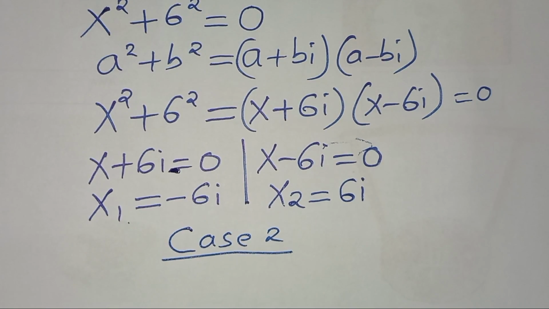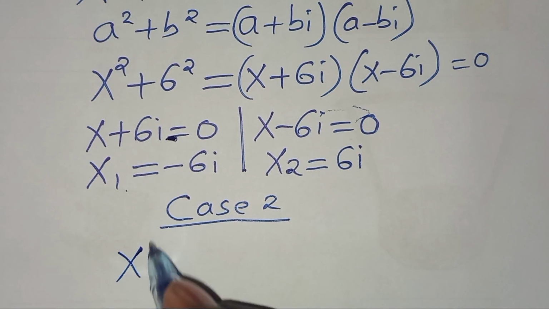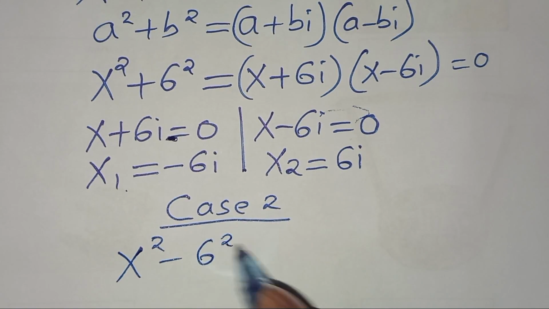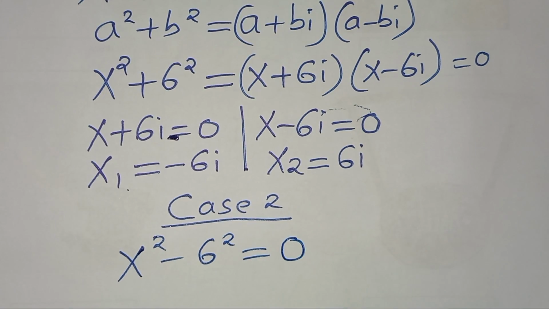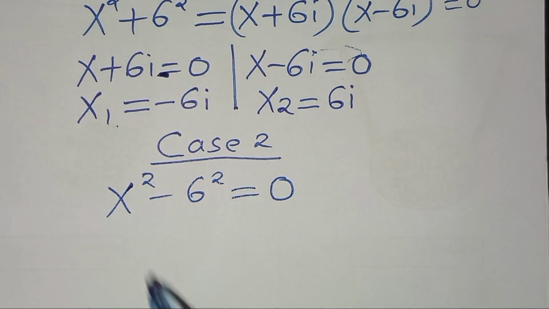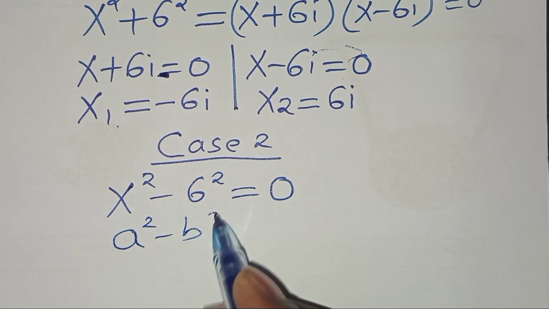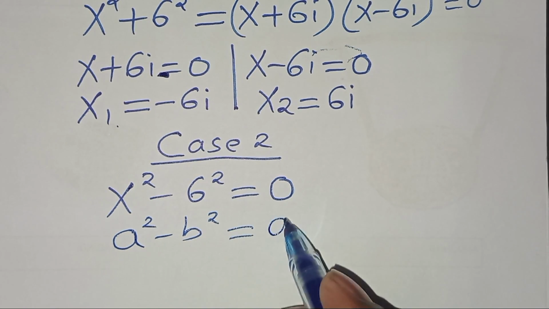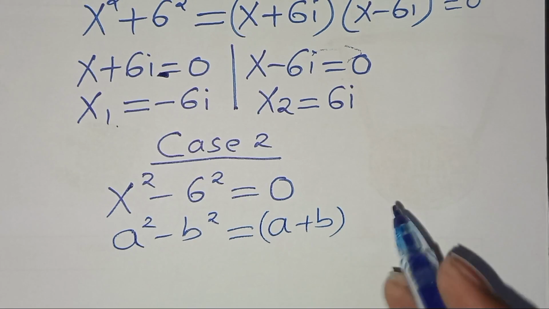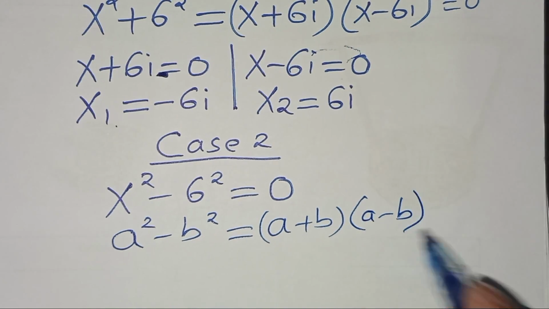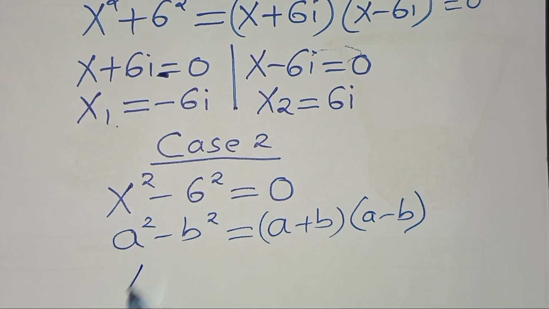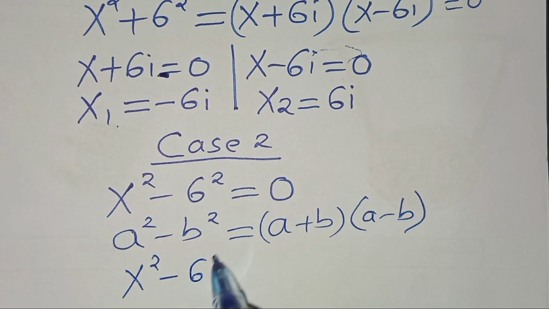Case 2 here, we have x to power 2 subtract 6 to power 2, this is equal to 0. Now this follows that x to power 2 minus 6 to power 2, this is in the form of a squared minus b squared, which you can express as a plus b, a minus b. Now in this case, we have x to power 2 subtract 6 to power 2.